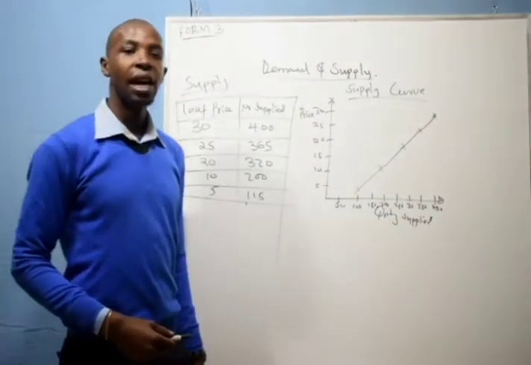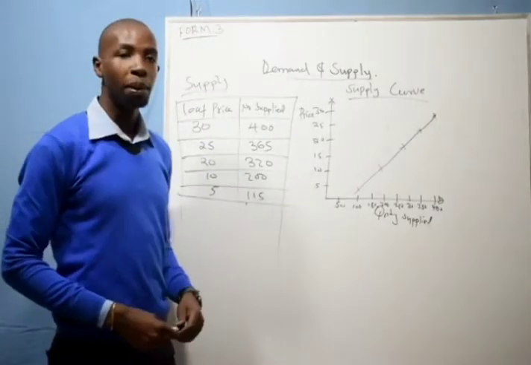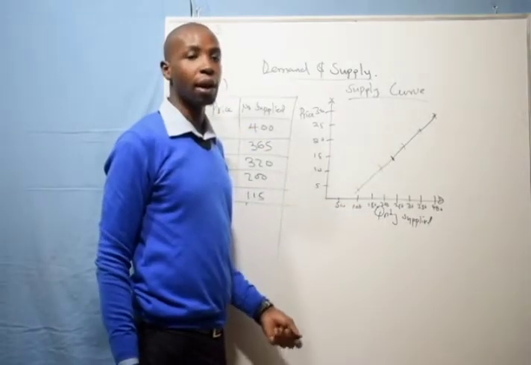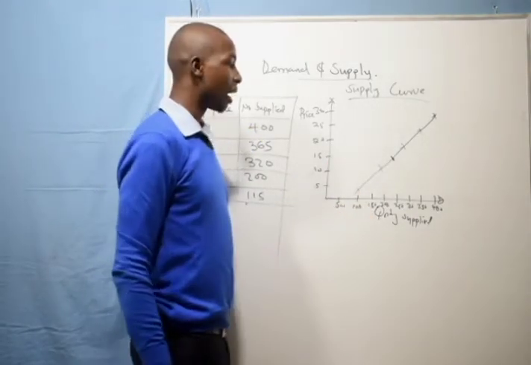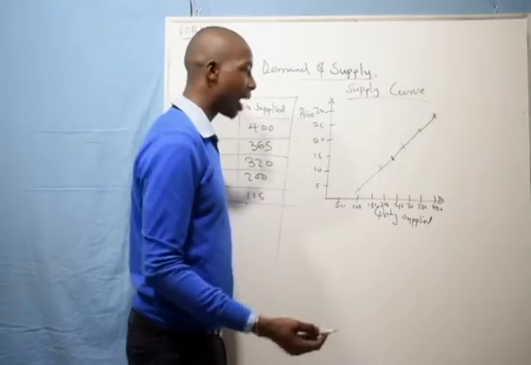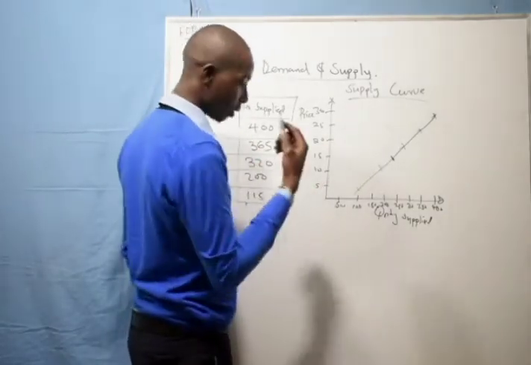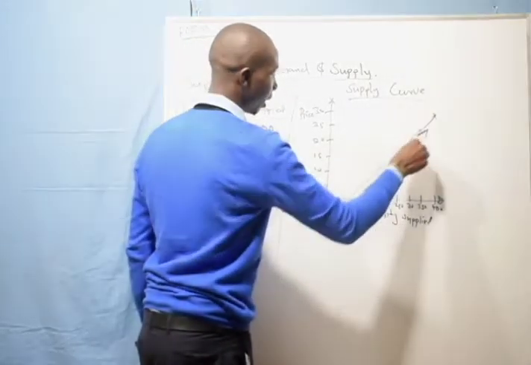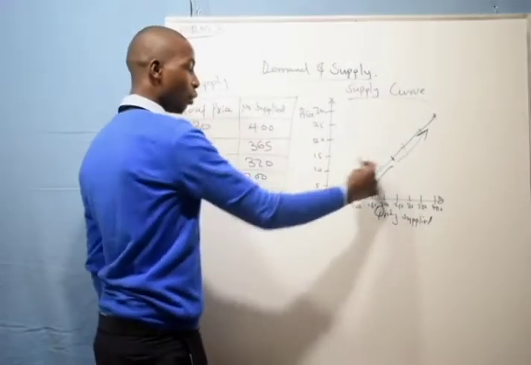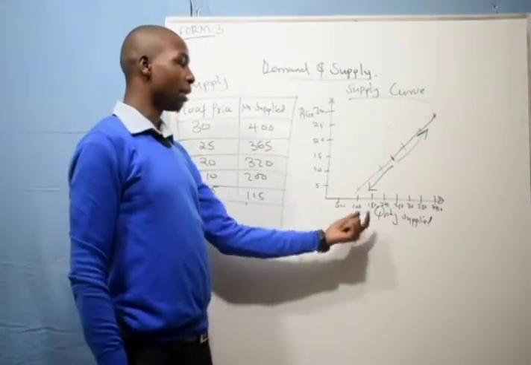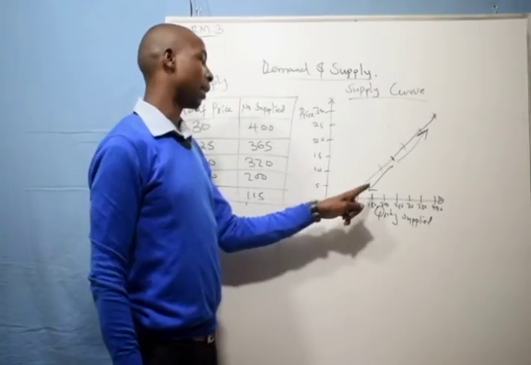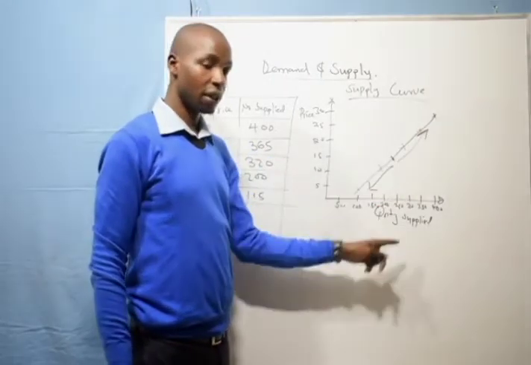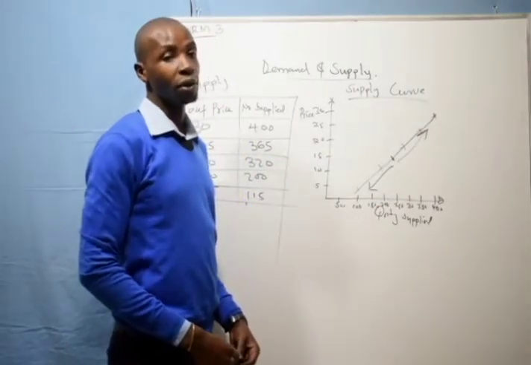Let's see what movement along the supply curve is. A movement along the supply curve will simply show different quantities supplied under the same favorable conditions in the same market. It can either move upward or move downward. When it moves downward, it means the supply will become low if the price becomes less. And the supply will be high if the prices are favorable or high.